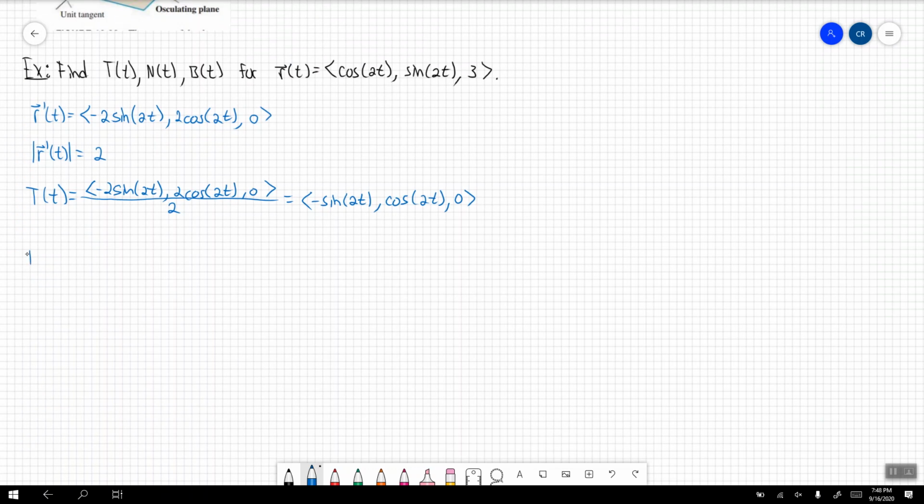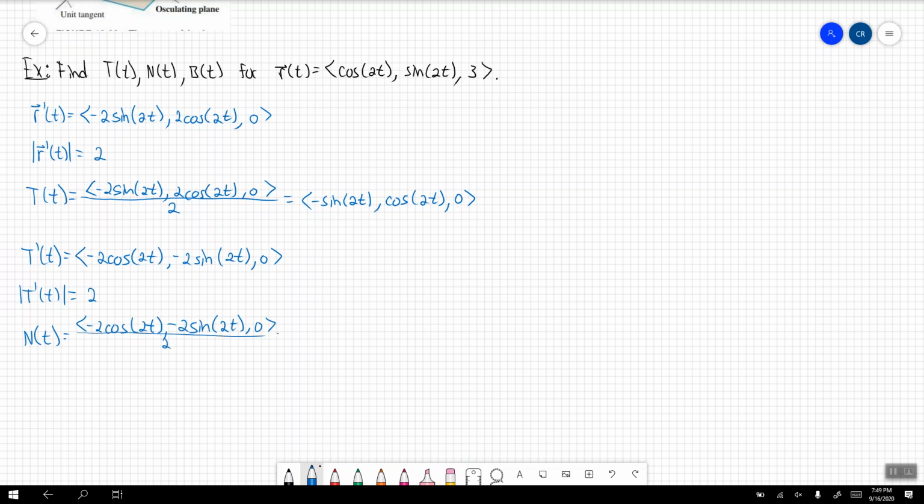So for the unit normal vector, we'll have to take the derivative of the unit tangent vector, and taking that derivative, we're going to be left with negative 2 cosine of 2t. Taking the derivative for the second component will be negative 2 sine of 2t, and 0. Finding the magnitude of T prime of t, again, that magnitude is going to be nice. It's just going to be 2, and therefore the unit normal vector is going to be negative 2 cosine 2t, negative 2 sine 2t, 0, all divided by 2, which simplifies to negative cosine of 2t, negative sine of 2t, and 0.